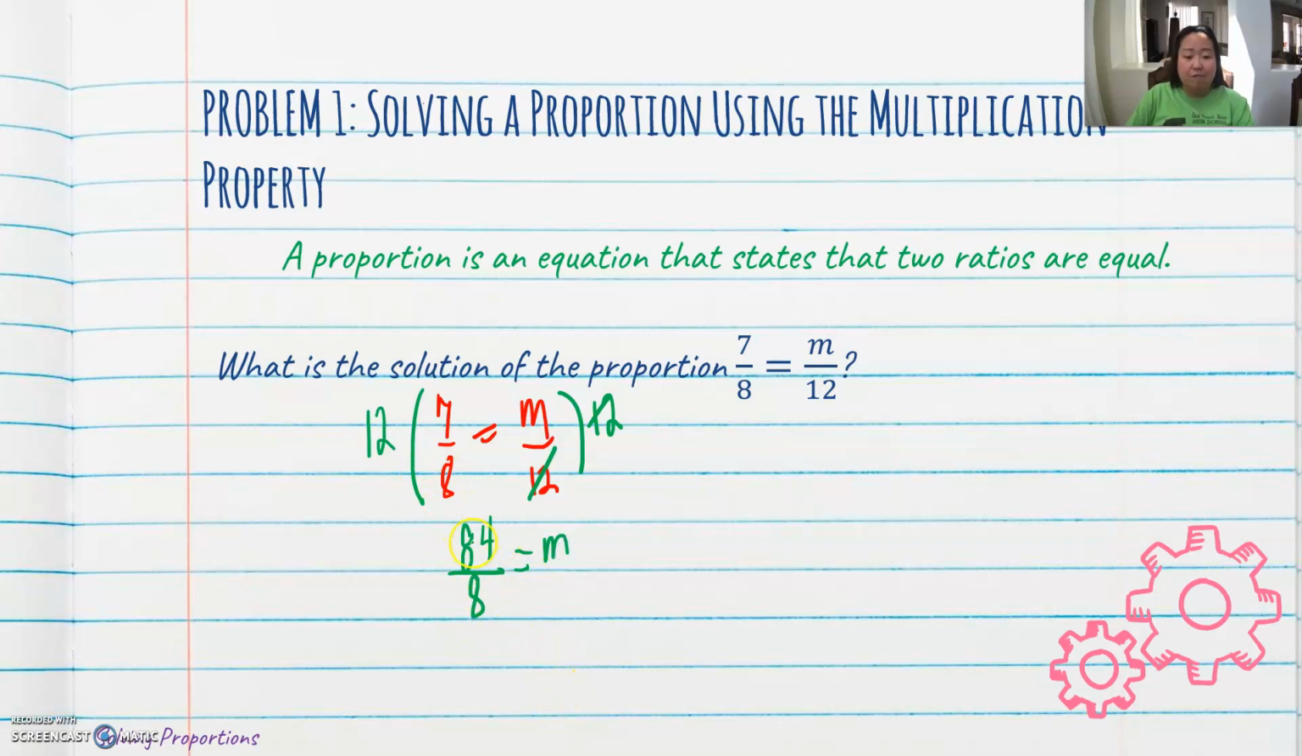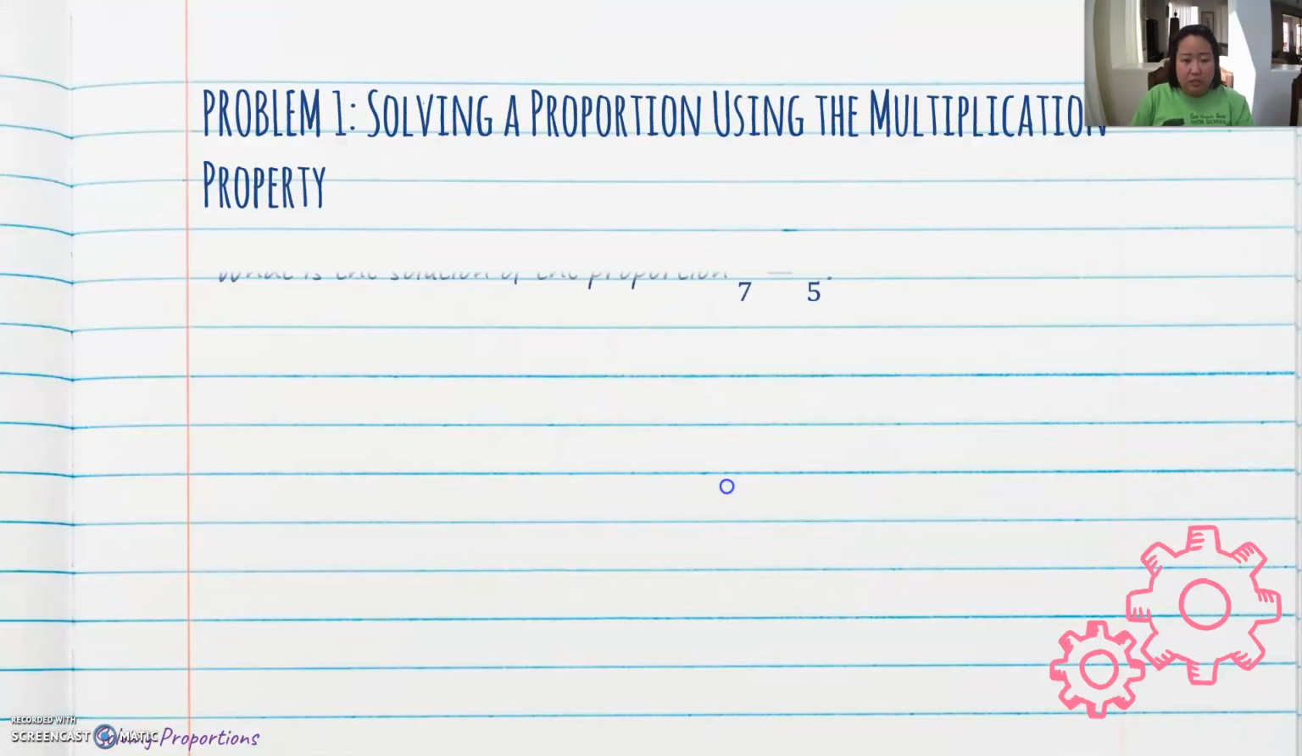Now remember, if you have fractions, always try your best to have it in the simplest form. So 84 over 8, both of them can be divided by 4, and so you will have 21 over 2 as the value of m. Sometimes Math Excel would ask you to write your answer as a simplified fraction, or sometimes in decimal form. If the question says write in decimal form, 21 over 2 is equal to 10.5. Okay? So let's try out this next example.